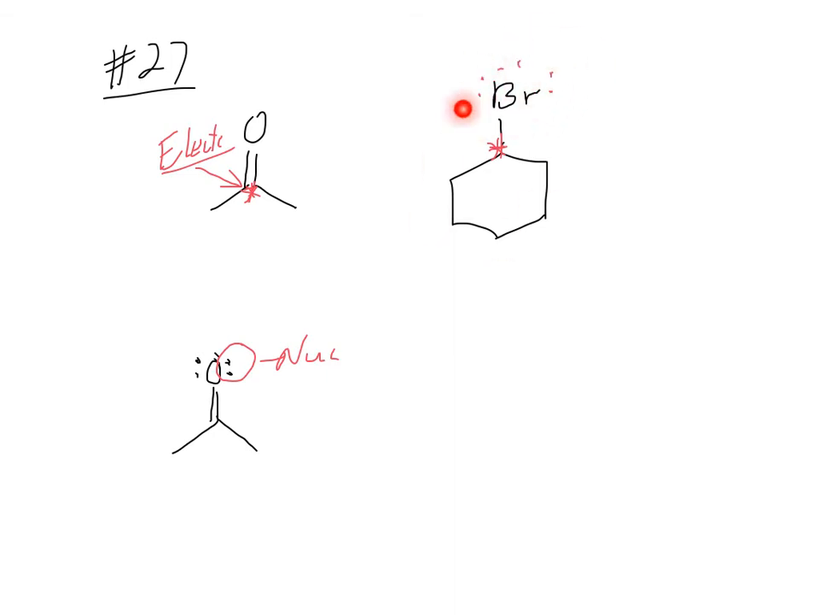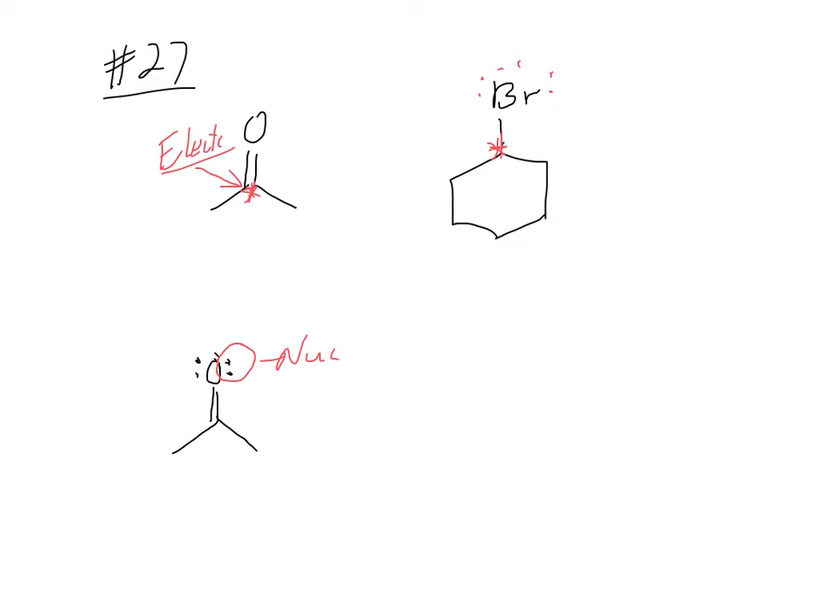The halogens hold their lone pairs much tighter than an oxygen or nitrogen would. This will never be a nucleophile. People will try. No. Not a nucleophile. Not now, not ever. If it's Br minus, it's a nucleophile. But if bromine's bonded, not a nucleophile.